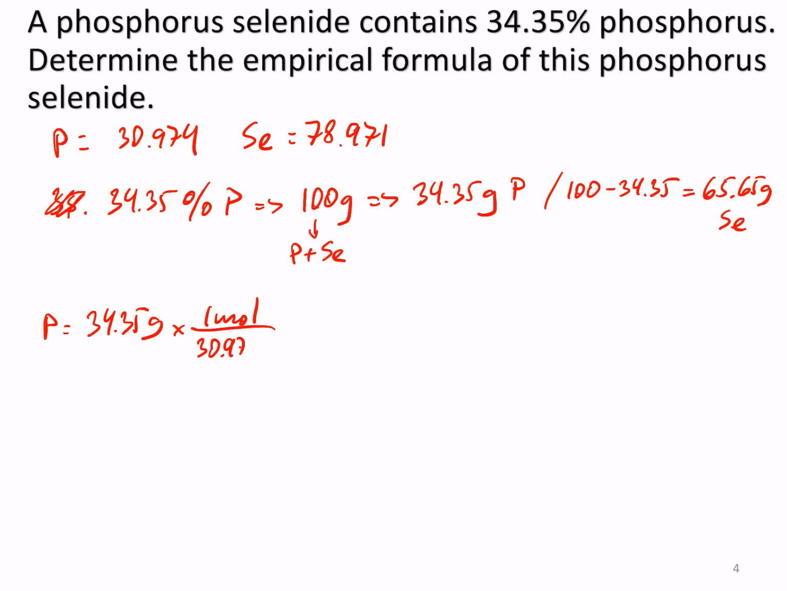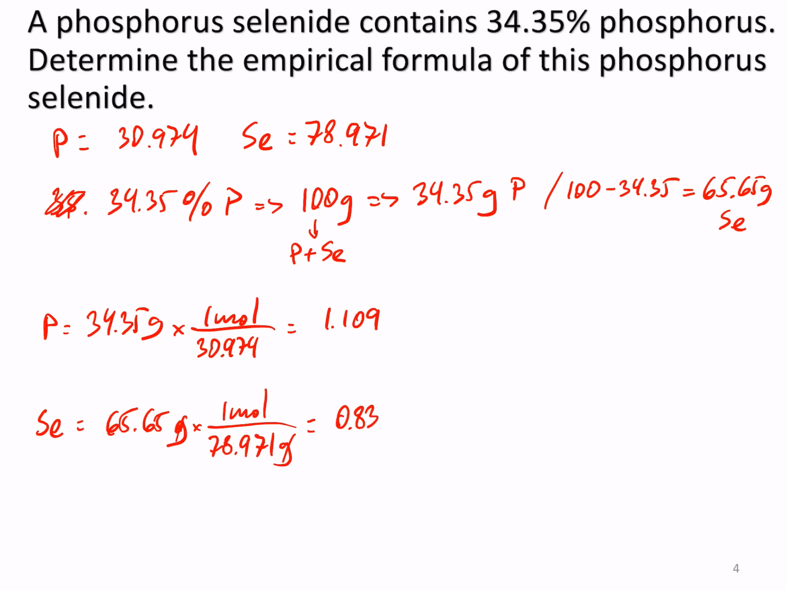Now we start with phosphorus, and we take 34.35 grams, multiply that by 1 mole divided by 30.974, and that is 1.109. And then for selenium, we have 65.65 grams, 1 mole, divided by 78.971, and that is 0.831. Of course, we divide here by 0.831, and the number for phosphorus becomes 1.33, and the number for selenium becomes 1.